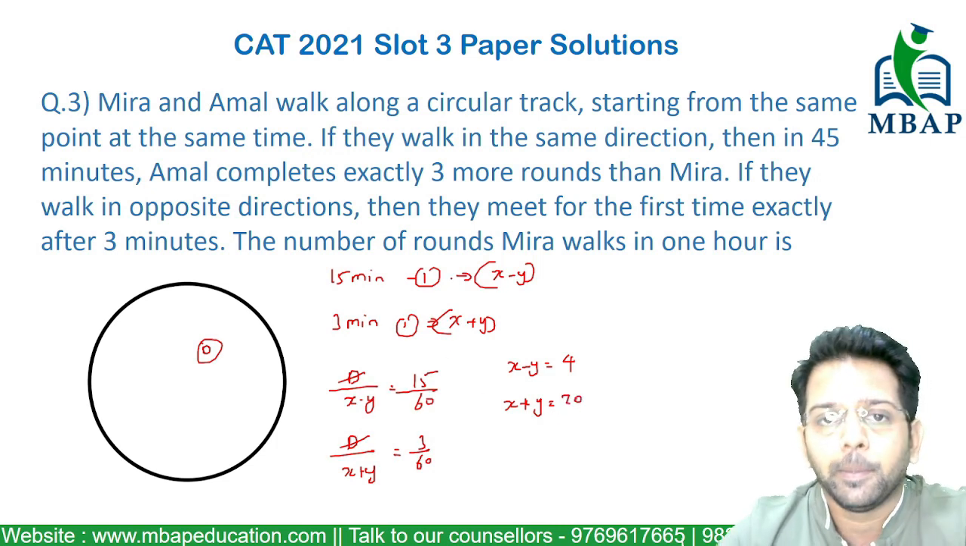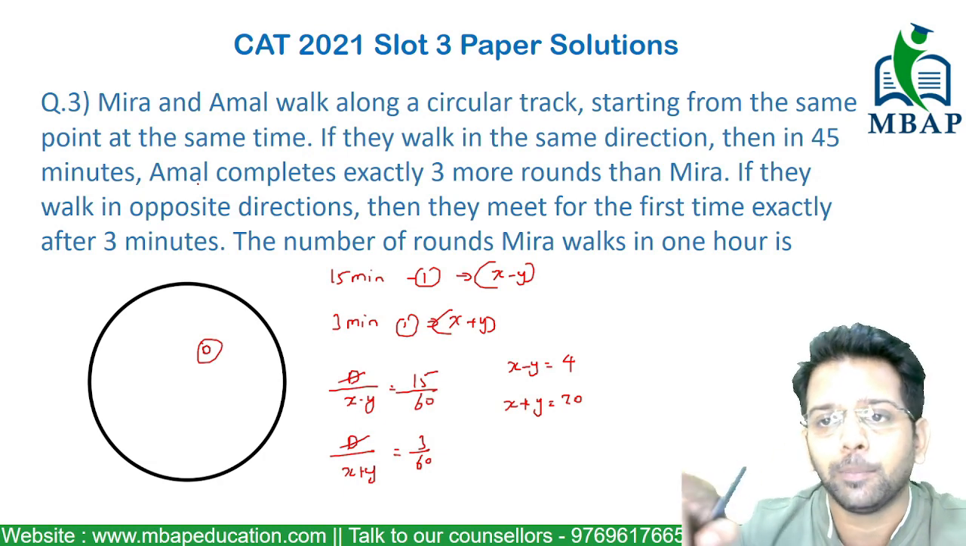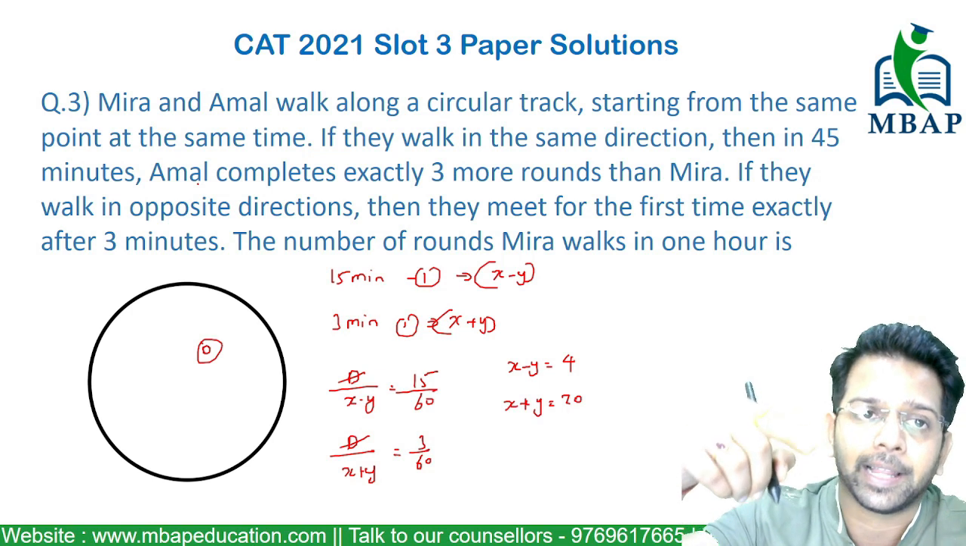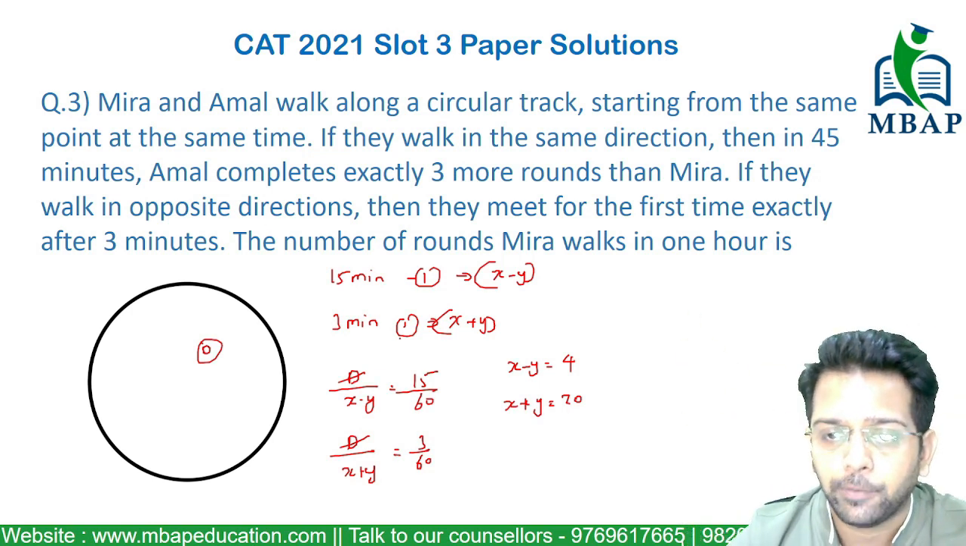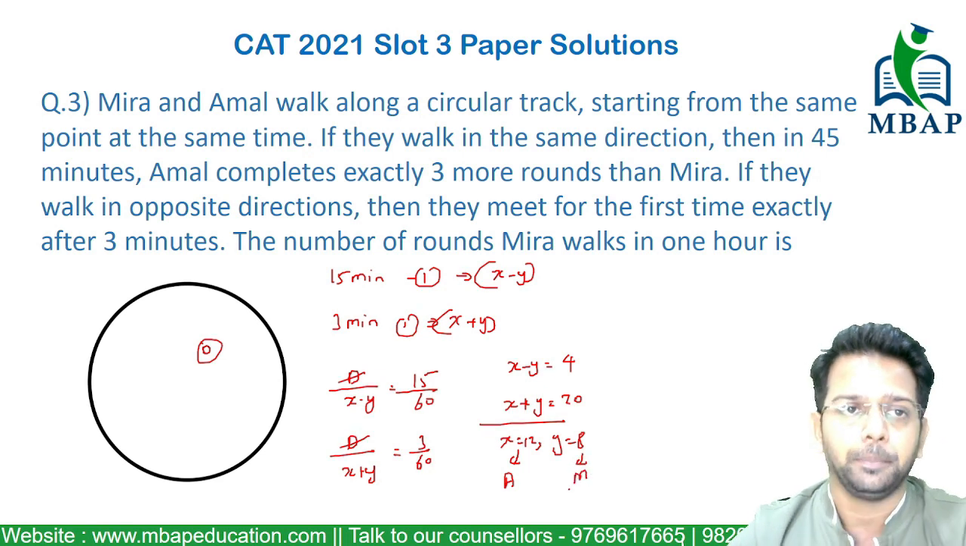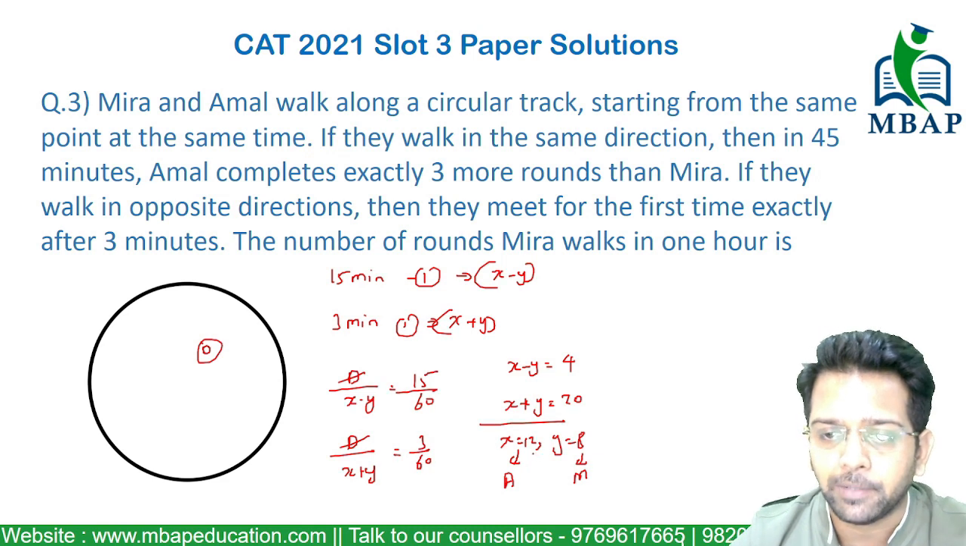But who among them is faster? Now it says Amal completes exactly 3 more rounds than Mira in the given time, which means certainly Amal is x and Mira would be y. If you solve them, x minus y is 4, x plus y is 20, you will get x as 12 and y as 8. X we defined as Amal and y is basically Mira. Now the difference between both of their speeds will be 12 minus 8, which will be 4.